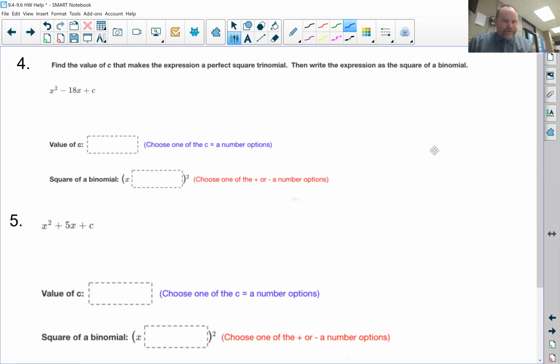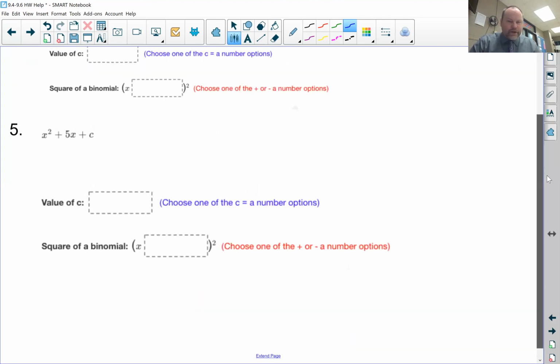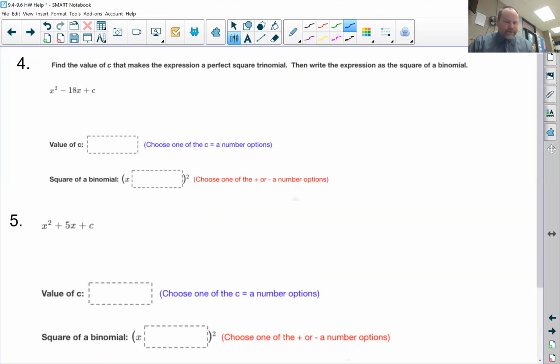And same thing, finding the value for C, and then what is the factored form? And those are drag and drop, I think. Yep, drag and drop. So you'll have to include either the plus or minus sign with the number that's going to go in there. And then you also have a C equals part.